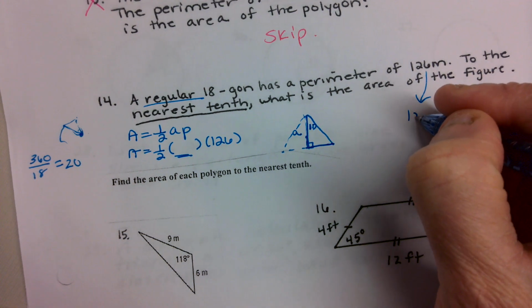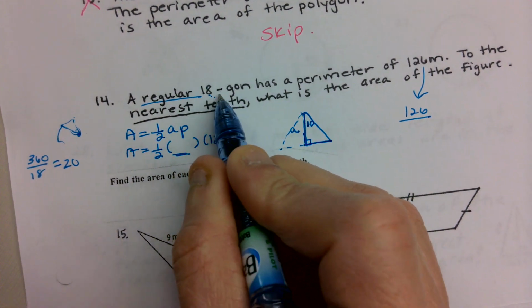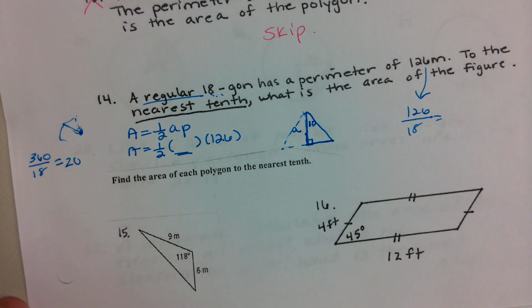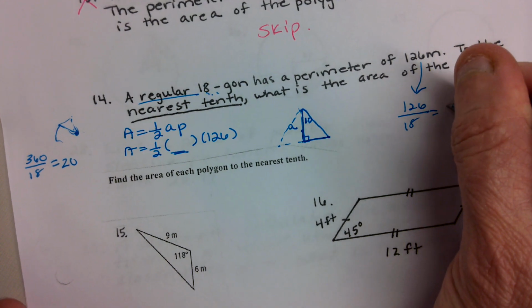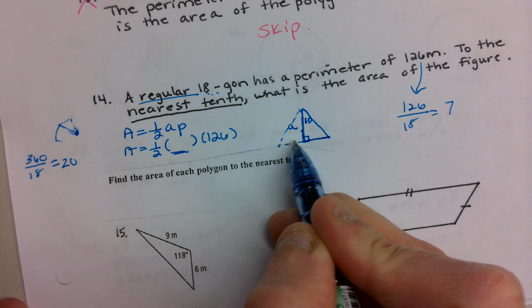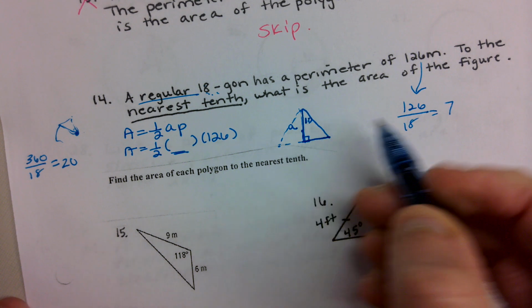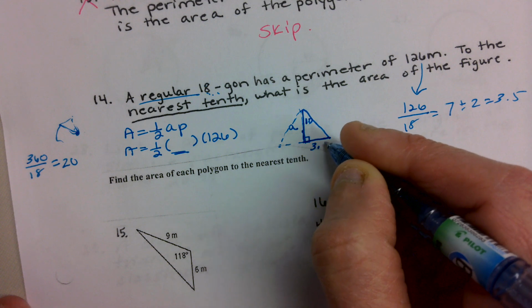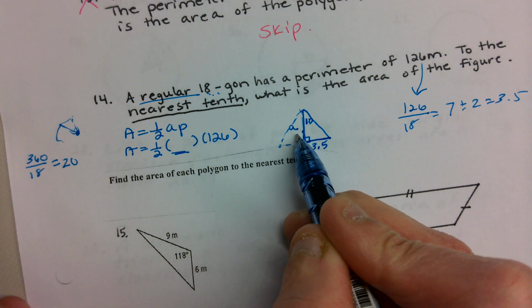So if you took the perimeter and divided it by 18, let's see what that is. 126 divided by 18. That's 7. Okay, so that would be this whole triangle side. Then divide it by 2, and I get 3.5. So I finally have that side, and now I can figure out the apothem and be done with the problem.